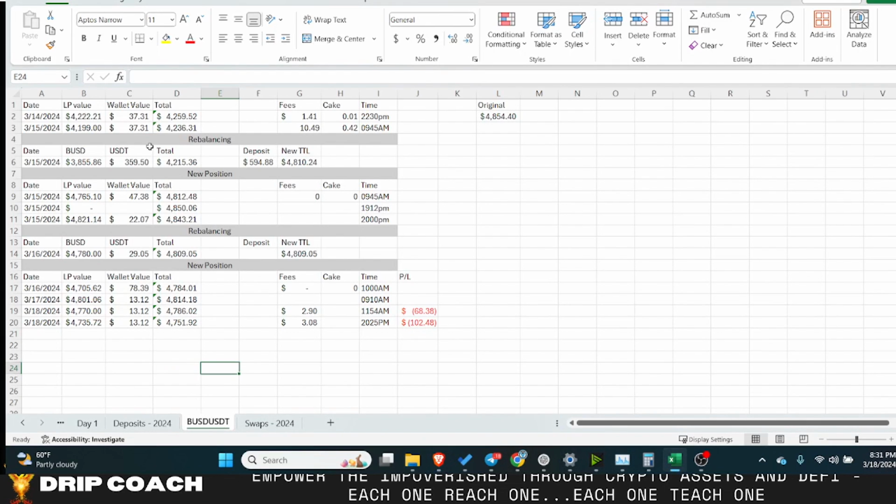And then I would put what I had left over in my wallet, because you couldn't always get all of your assets evenly distributed. So it wasn't always a 50-50 ratio of BUSD to USDT. So I'd always have some left over. So when I started tracking this, I had $4,259 in there. Then I was tracking the fees and the cake.